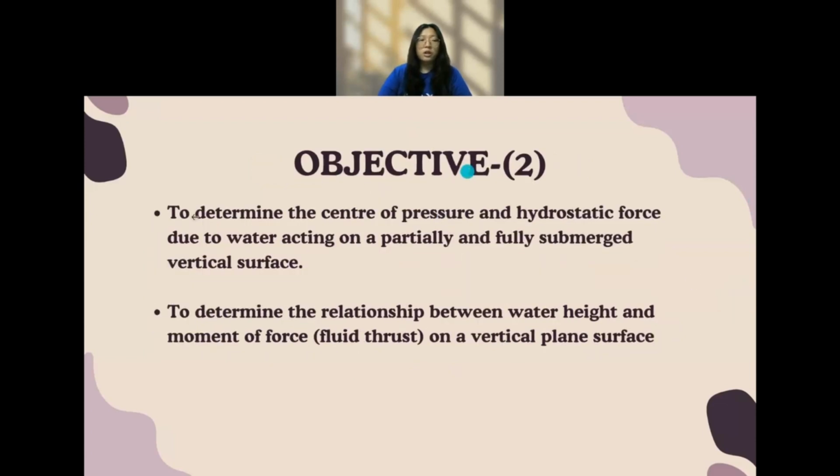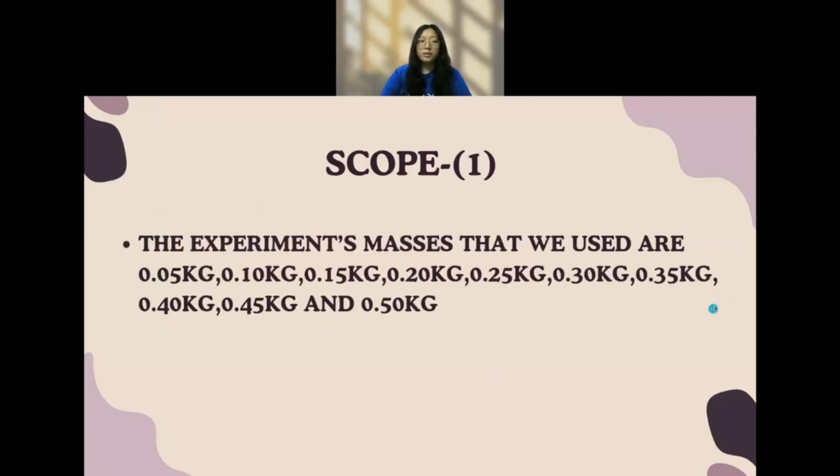Okay, for objective, the objective is to determine the center of pressure and hydrostatic force due to the water acting on the partially and fully submerged vertical surface, and to determine the relationship between the water height and the moment of the force on the vertical plane surface. So for scope, the experiment masses that we use are 0.05 until 0.5 kg.